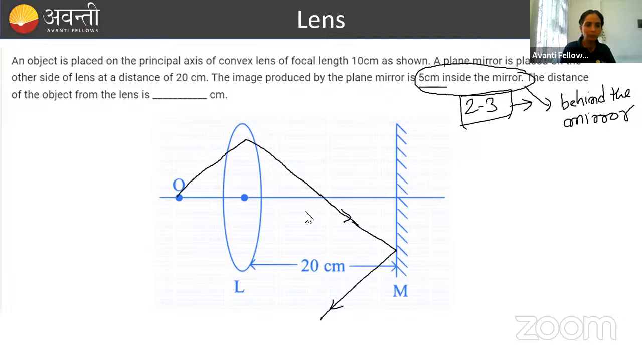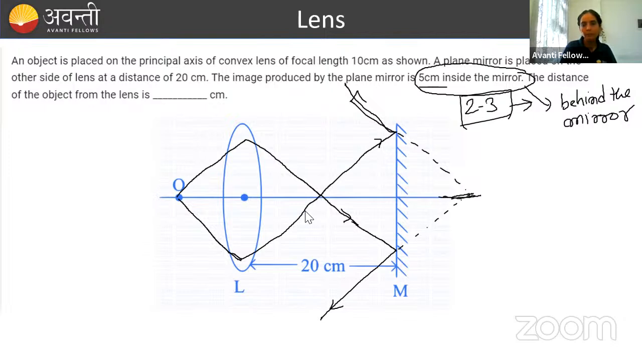So we need to take 2 rays to trace any image. So let's do that. Here it will be like this. And it will again fall on the mirror. And this will reflect like this. And when we extend this reflected light behind, we will get the image here. Done. So this is going to be the ray diagram. Over. This distance is given in the question. This distance is how much? 5 centimeter.